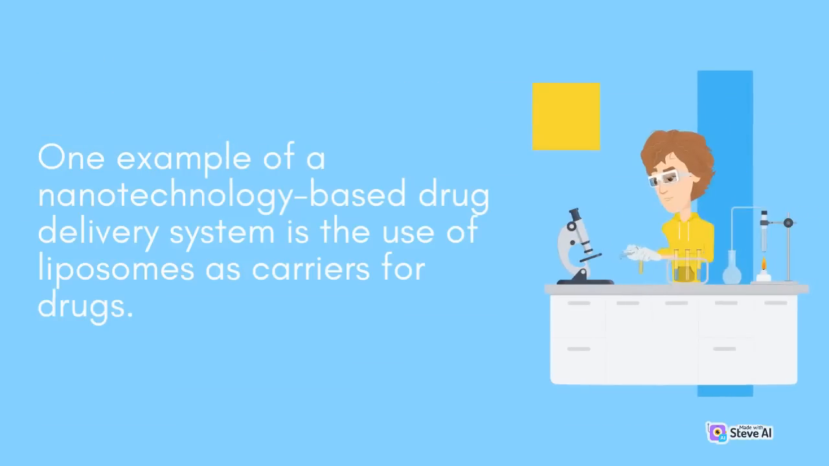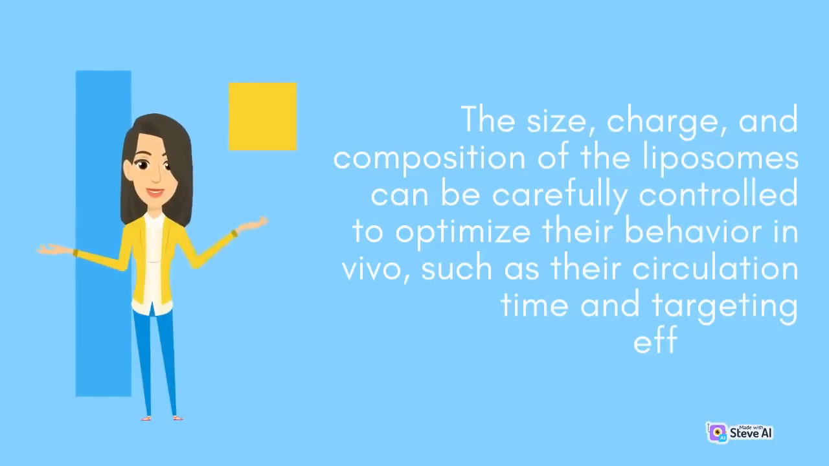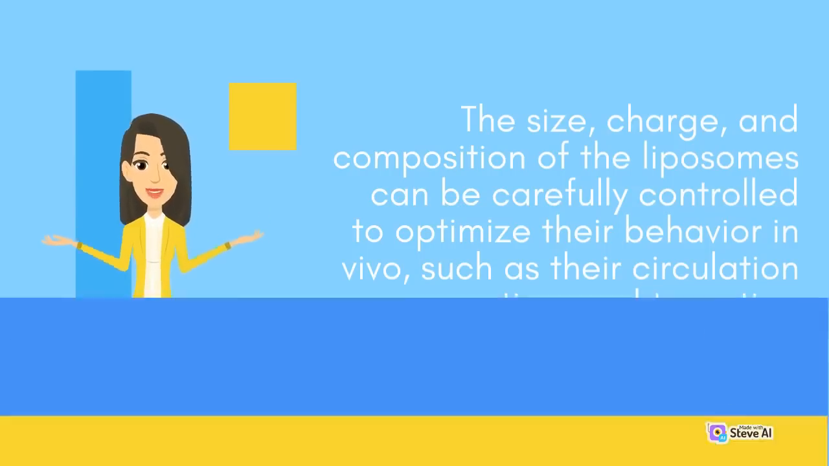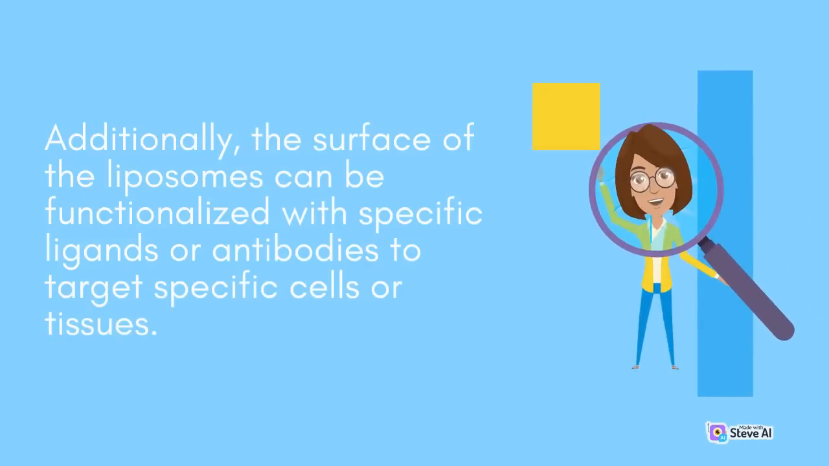One example of a nanotechnology-based drug delivery system is the use of liposomes as carriers for drugs. Liposomes are spherical vesicles composed of a lipid bilayer, which can encapsulate hydrophilic and hydrophobic drugs. The size, charge, and composition of the liposomes can be carefully controlled to optimize their behavior in vivo, such as their circulation time and targeting efficiency. Additionally, the surface of the liposomes can be functionalized with specific ligands or antibodies to target specific cells or tissues.